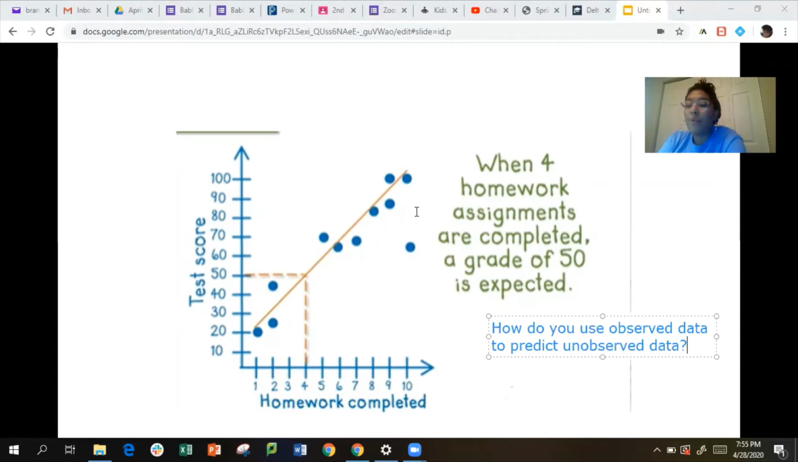We know that if 4 homeworks get completed, then a student would possibly get a 50 on the test. So we're predicting that if you do 4 homeworks, you get a 50. If you were to do, let's say, 6 homeworks, it looks like you might get like a 62. All right. So how do you use observed data to predict unobserved data? So let me go ahead and clear that off.